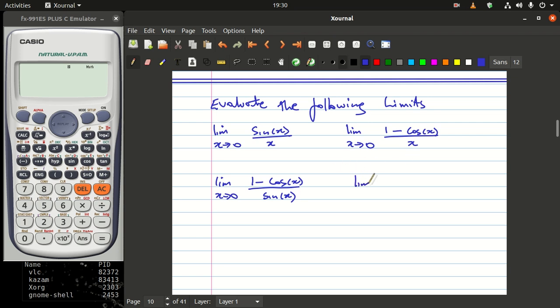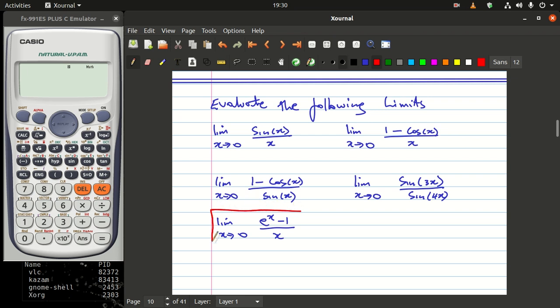I also want you to evaluate the limit as x approaches 0 of sine of 3x divided by sine of 4x. I also want you to evaluate the limit as x approaches 0 of e to the power x minus 1 divided by x. So this limit here, I'm going to circle them in red.